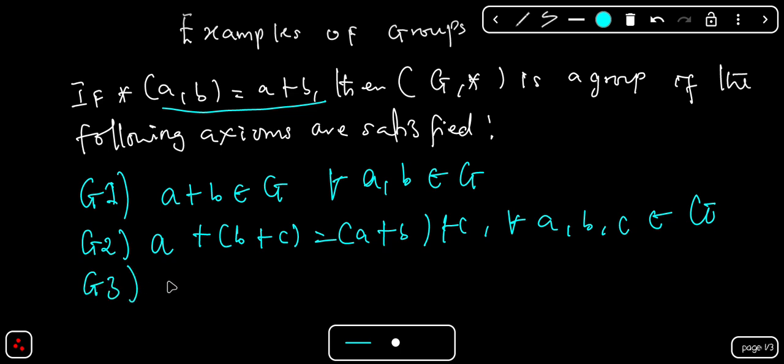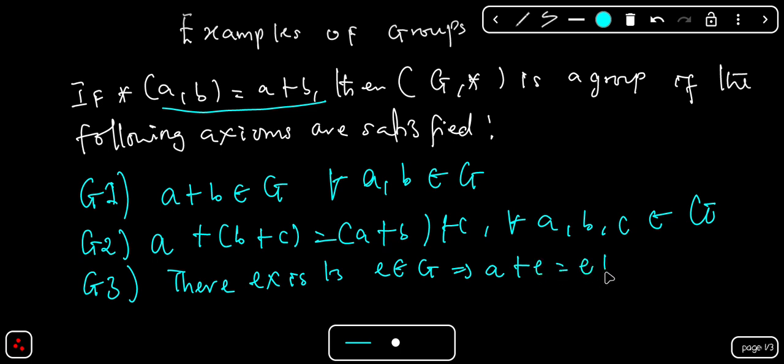Now we have the third property. There must be an existence of the identity element. So there exists e in G such that a plus e is equal to e plus a is equal to a, for all a in G. That is, if we combine e with any element in the set, we get that same element.